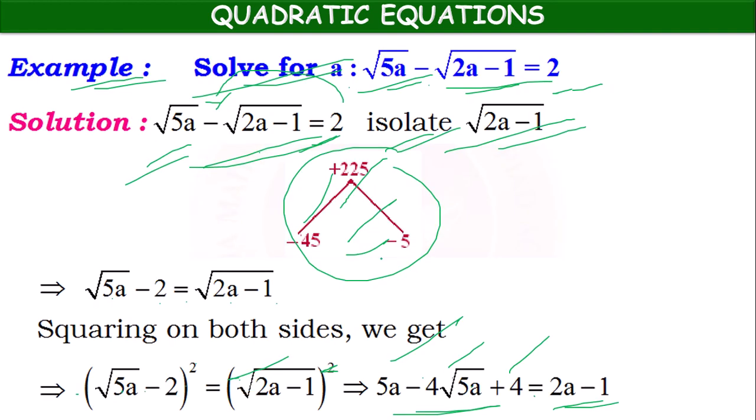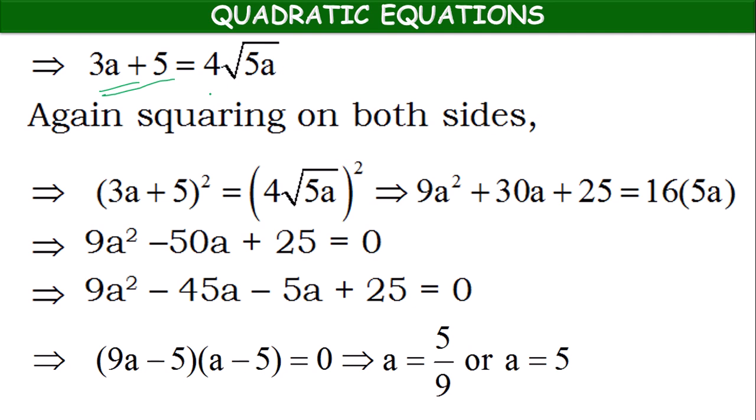Next, again the root term will be isolated. The remaining terms will be taken to this side: 5a, 2a will come this side, minus 2a, which is equal to 3a. Minus 1 will come this side, plus 1, plus 4 equals 5. This will go to that side, 4 root of 5a. So 3a plus 5 equals 4 root of 5a.